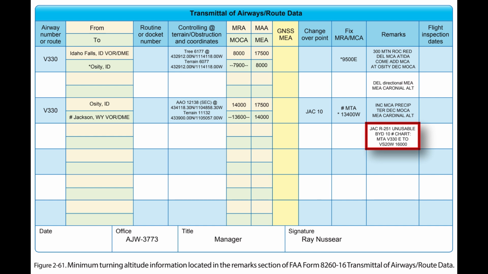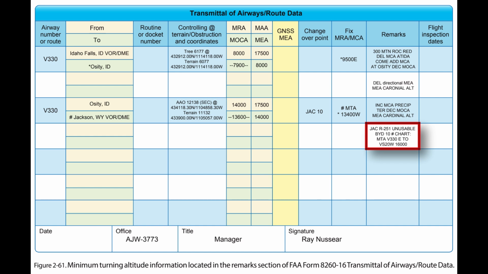When an MTA is required by FAA Order 8260.3, paragraph 15-1-5C, enter the MTA information in the remarks section of FAA Form 8260-2, radio fix and holding data record, as specified on the appropriate FAA Form 8260-16, transmittal of airways/route data, using the following format. MTA V330 ETO V520W 16,000.